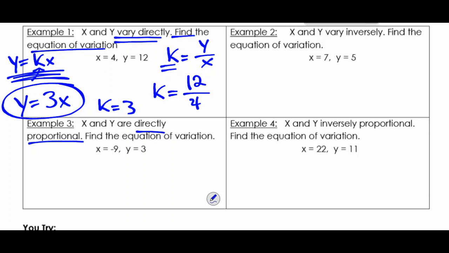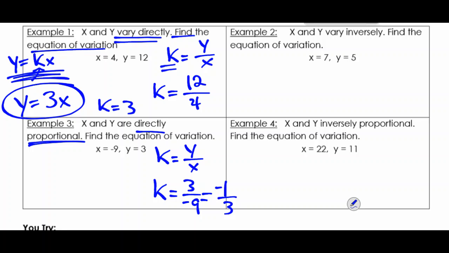I'm going to do example 3 just because it's the exact same type of problem. I'm going to skip to that one. It's the exact same thing, directly proportional. So to find my constant, I'm going to use y divided by x. So here, my constant is 3 over negative 9, or if I simplify that, that's negative 1 over 3. So my constant is negative 1/3. And I'm going to plug it into this equation. Instead of my k, I'm going to write the constant negative 1/3.